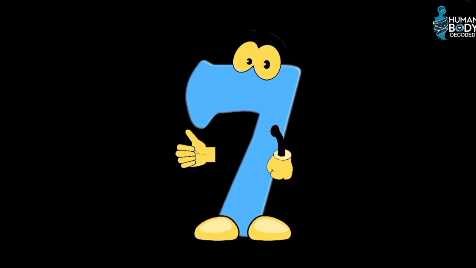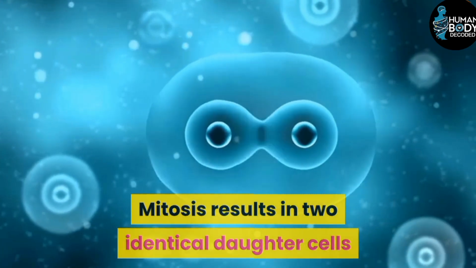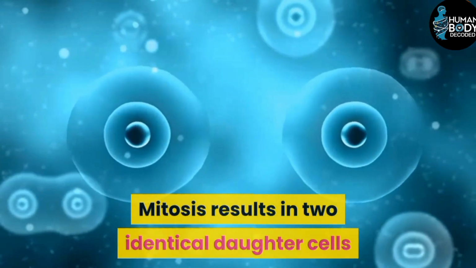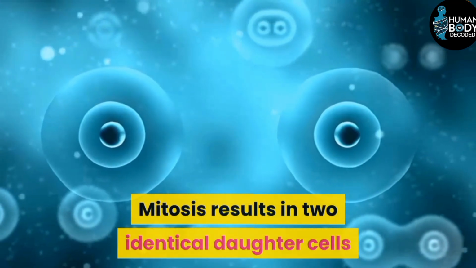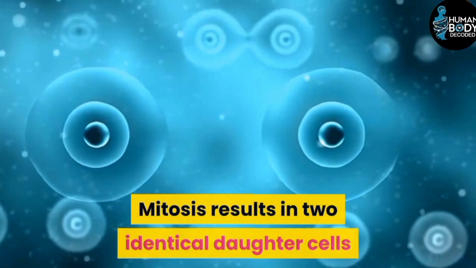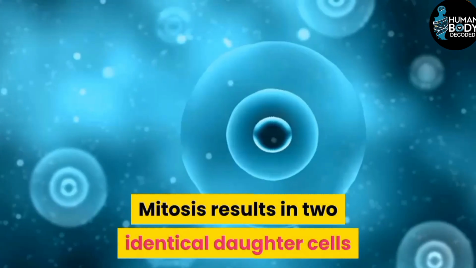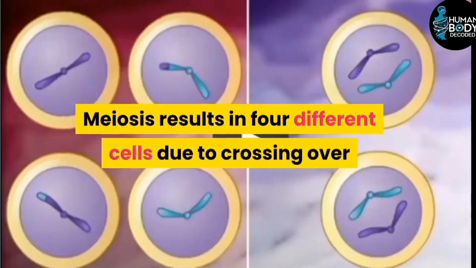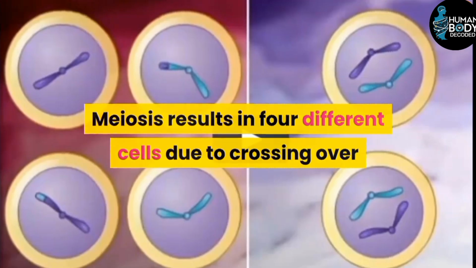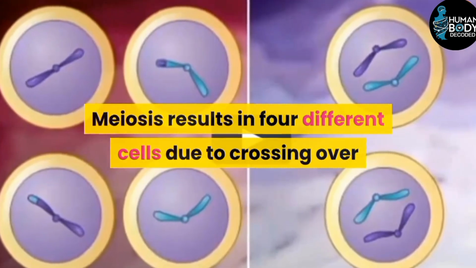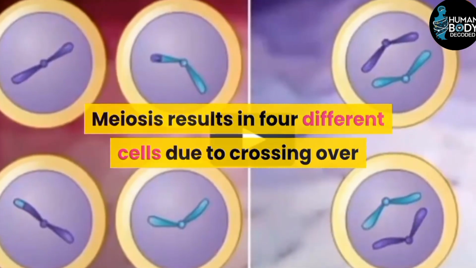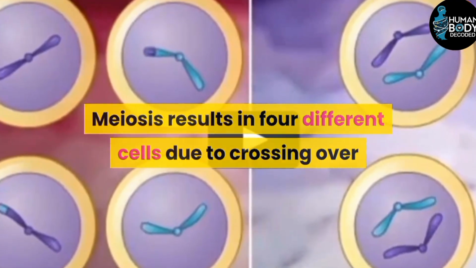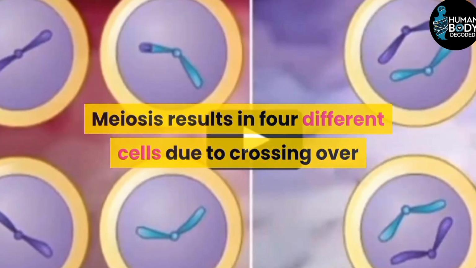Difference number 7. In mitosis, the two cells formed are identical to the parent cell and to each other. For example, if the parent cell has 46 chromosomes, the two daughter cells will also have 46 chromosomes each. But in meiosis, the four cells formed are all different from one another and from the parent cell. Do you know why? Because of crossing over, which shuffles the genetic material.